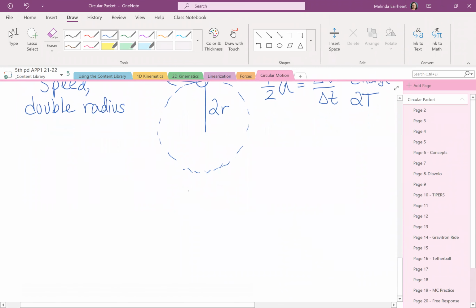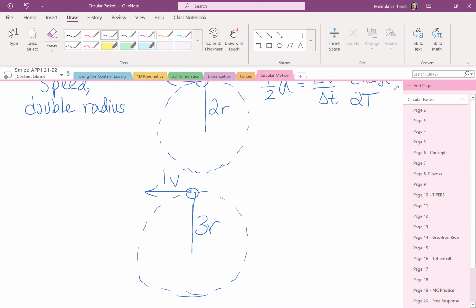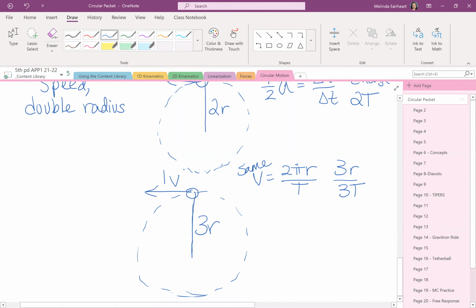Now, let's triple. Again, not drawn to scale, because it might look the same. Just work with me here. So same 1v, but now it's 3 times the radius. Keep that circumference over period. Again, v equals that 2 pi r over period. Your velocity value, magnitude, speed is going to be the same. But now I have 3 times the radius, so it's going to take the object 3 times as long to make it around.